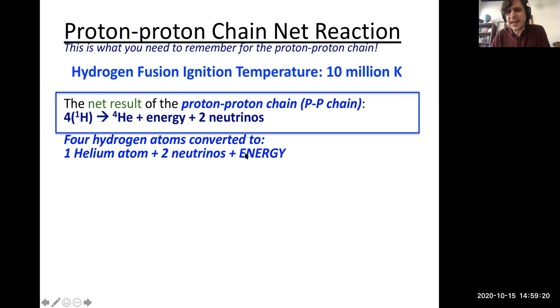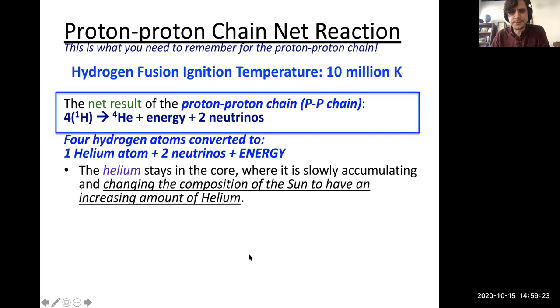Now let's take a look at the energy that's produced. Let's take a look at all the products right here. So the helium, what happens to it? It's going to stay in the core of the sun. That's where all of these reactions are happening. So slowly over time, the sun is accumulating more and more helium in its core. The core of the sun is changing its composition to become more helium rich. It's increasing the amount of helium relative to hydrogen. It's using up its fuel source of hydrogen to convert it into helium.